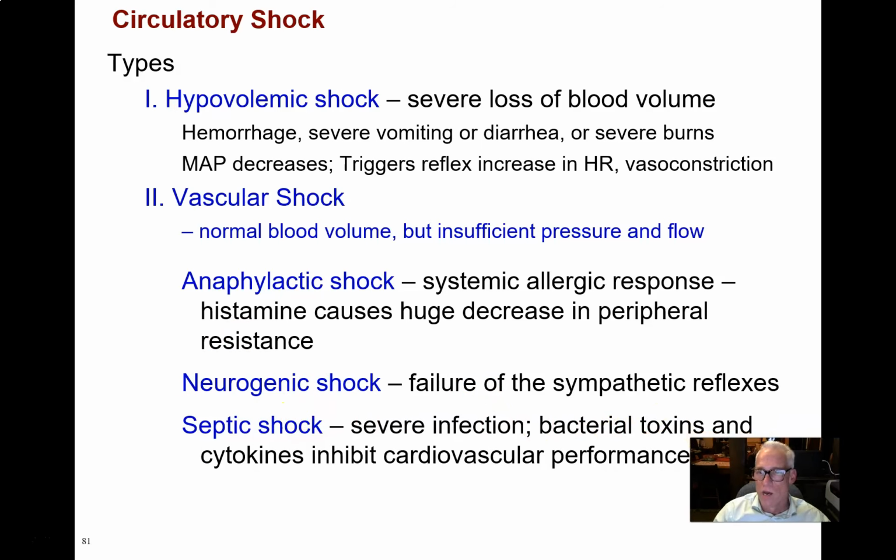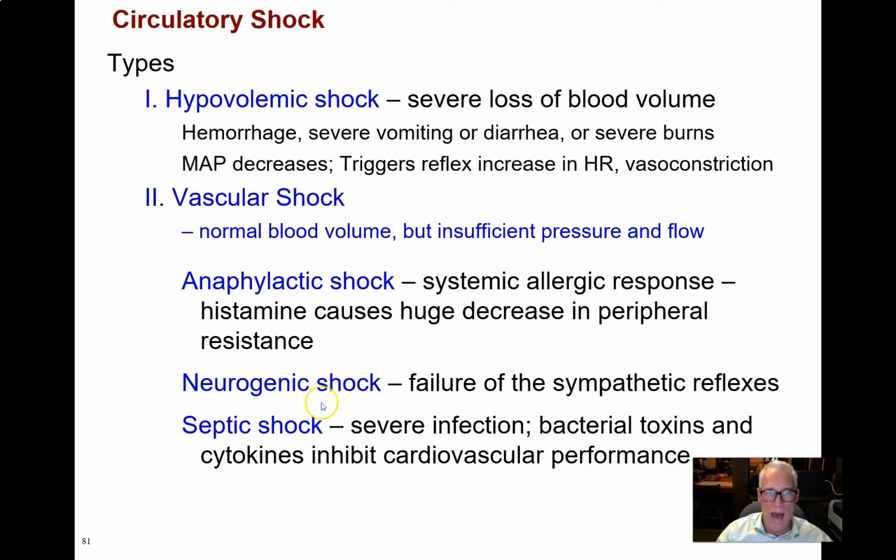Septic shock. If you have an infection in your body so bad that it's causing some toxins to be produced that's interfering with cardiovascular performance, causing vasodilation of blood vessels, massive inflammation, then you could have the same thing happening, massive drop in blood pressure, septic shock.